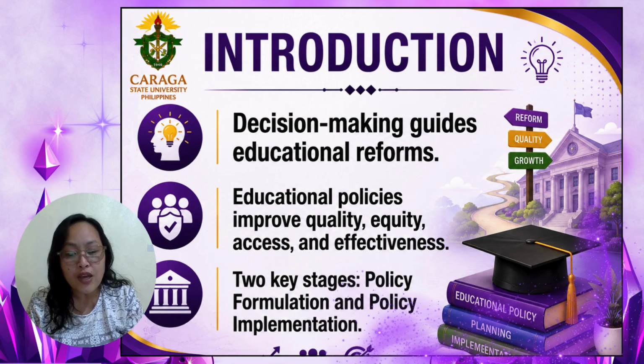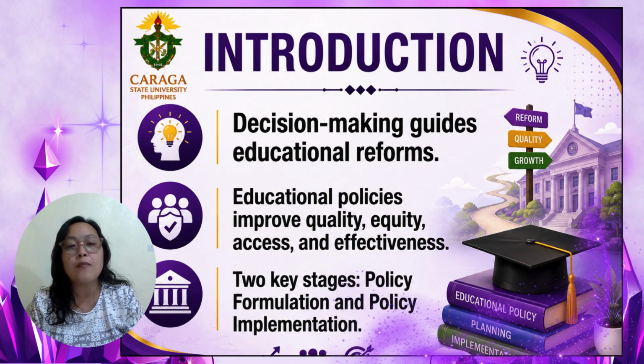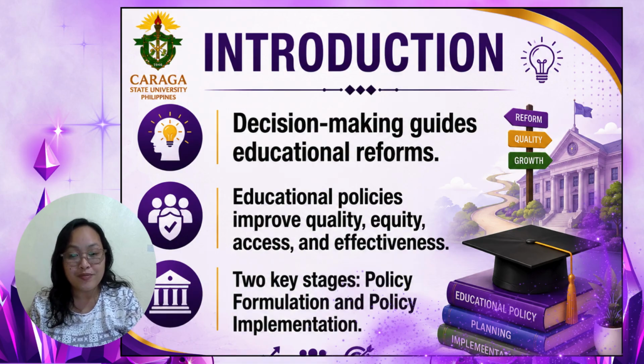The success of any educational policy largely depends on two critical stages. First is policy formulation, where decisions are carefully designed and planned. Second is policy implementation, where these decisions are transformed into actual practices within the schools and educational institutions. Let us first understand the process of policy formulation.